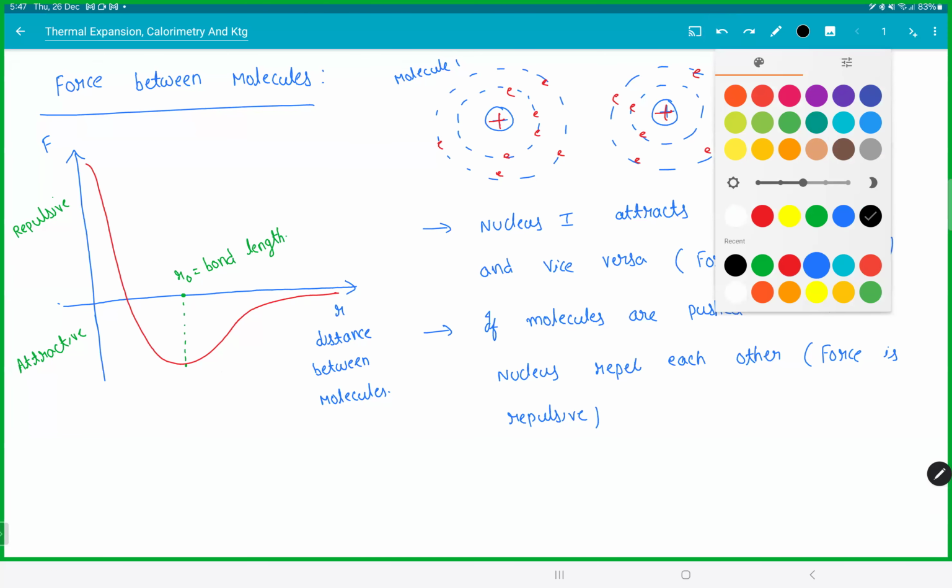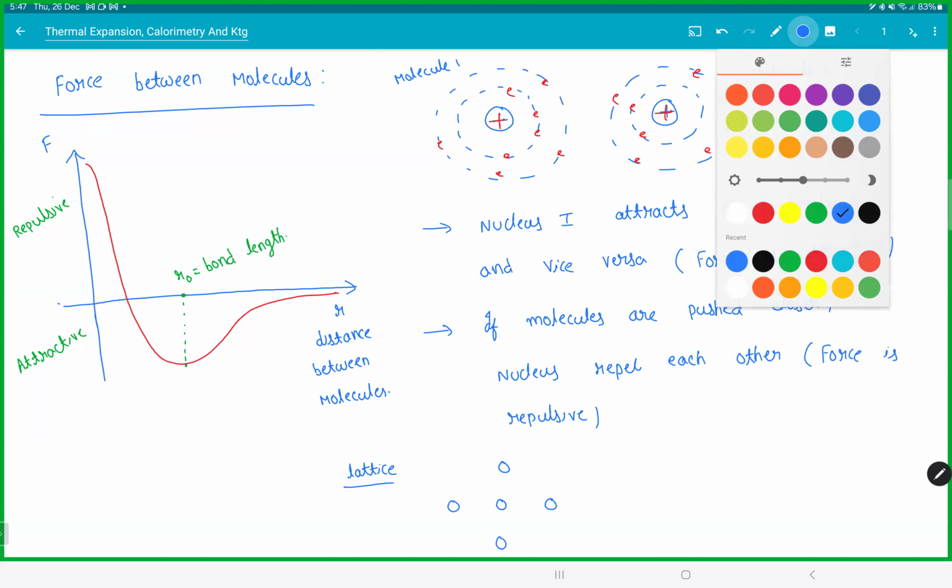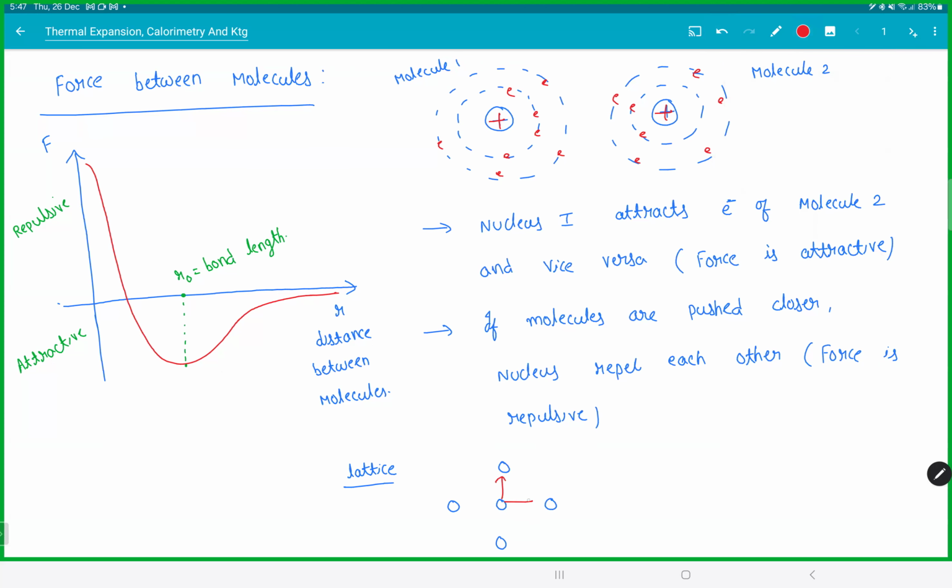So if you see a lattice, we have multiple atoms there. Everyone is attracting each other, so the net force is zero. Now, if you try to disturb this, imagine you push this molecule slightly to the right side. If you push it here, what will happen? The attraction forces will decrease, so they will dominate and again try to come back. It's kind of like springs.